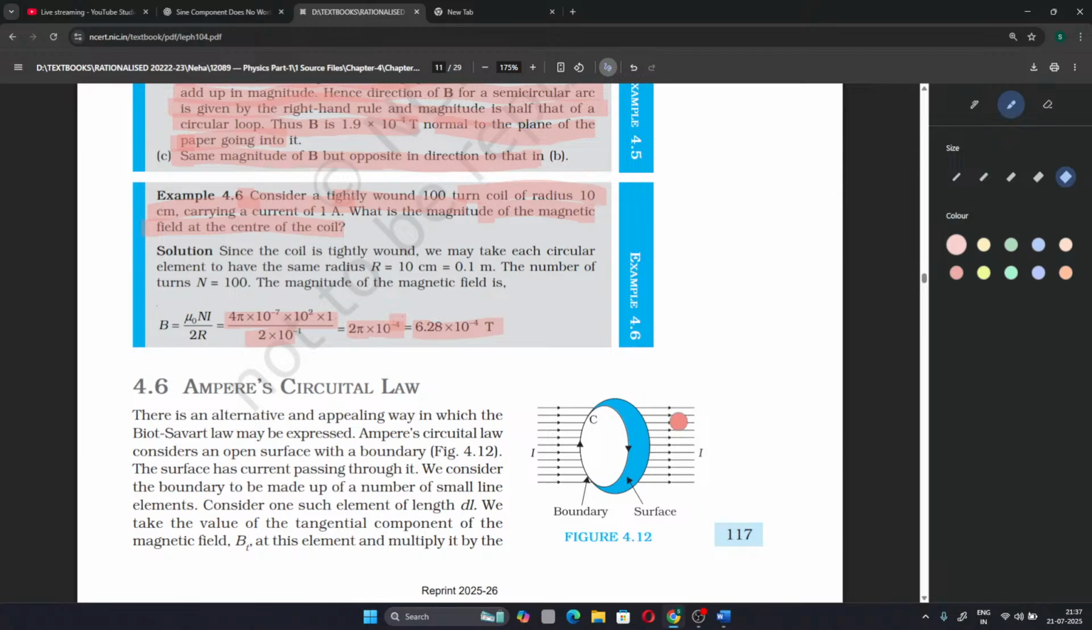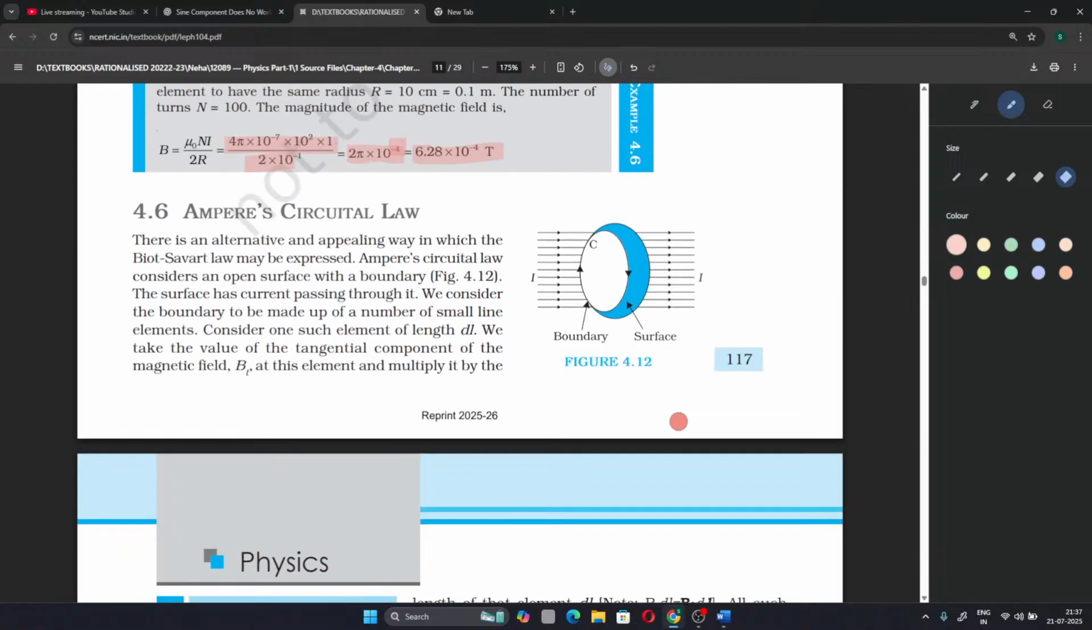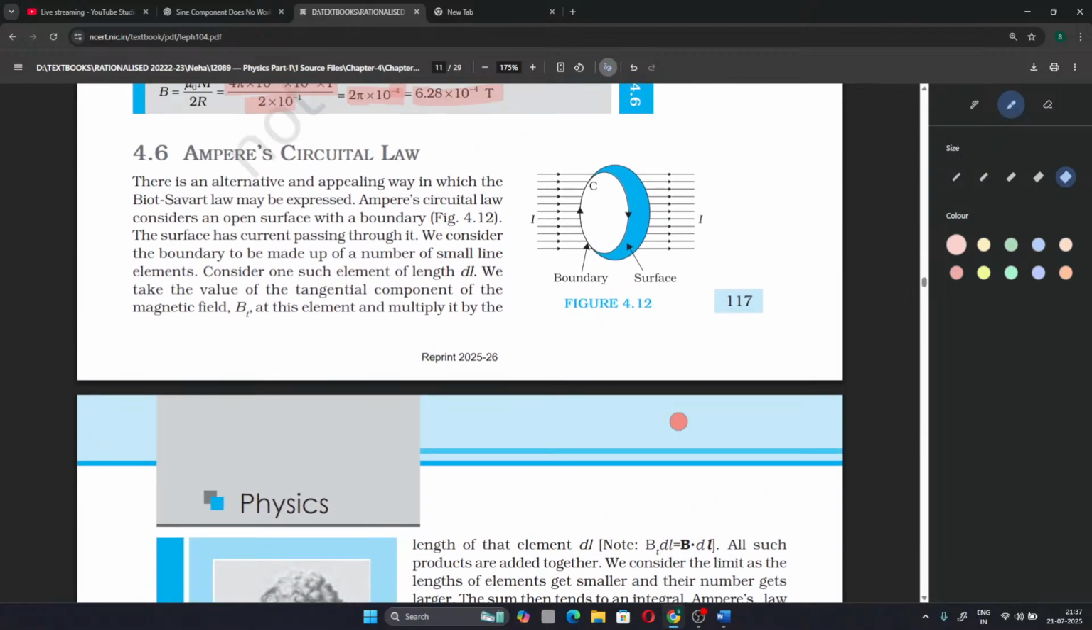That is it for the examples under the Biot-Savart law and circular loop. I will continue with Ampere's circuital law in the next video, hopefully.